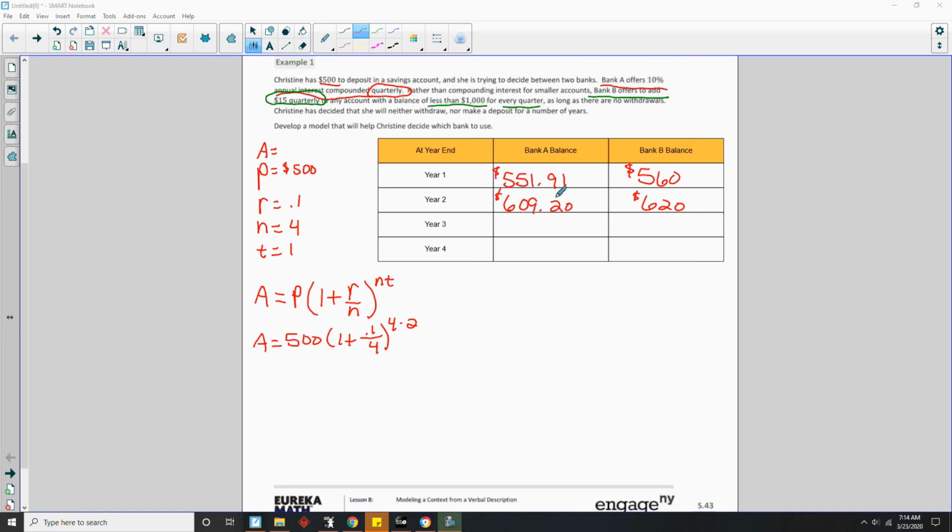Okay, so let's just finish up Bank B balance real quick. As you see, we're adding 60. So this is going to be 620 plus 60, which is 680. That's after year 3. And then add 60 to that, and that is $740. Why am I putting decimals there? 680 and $740.